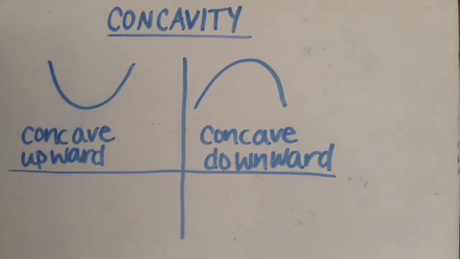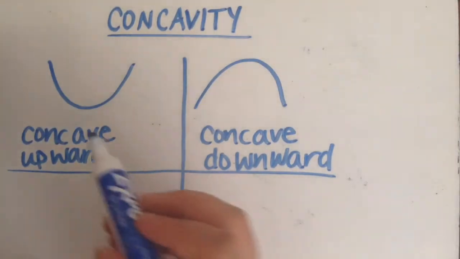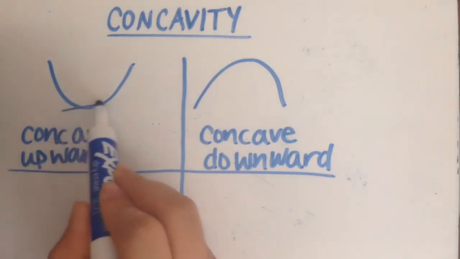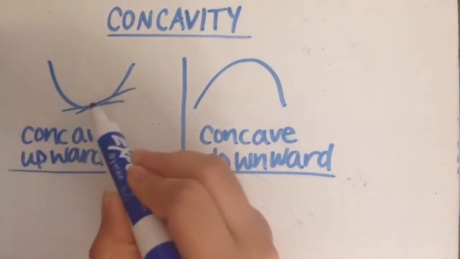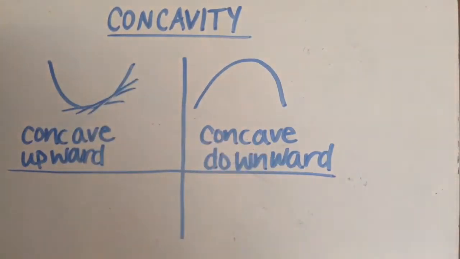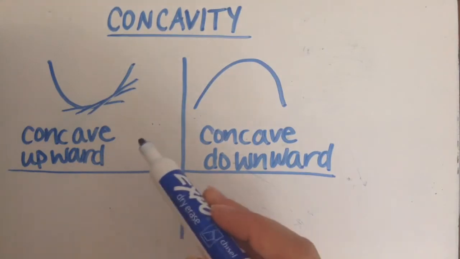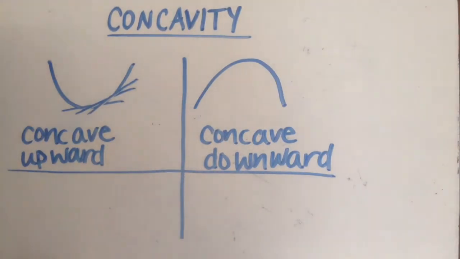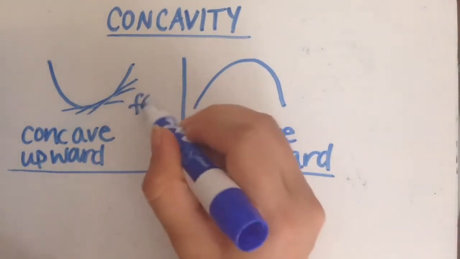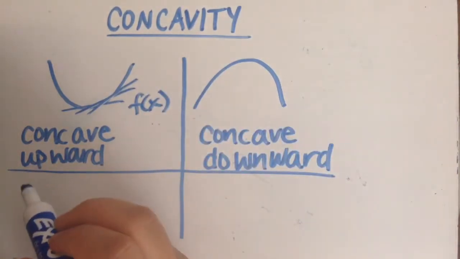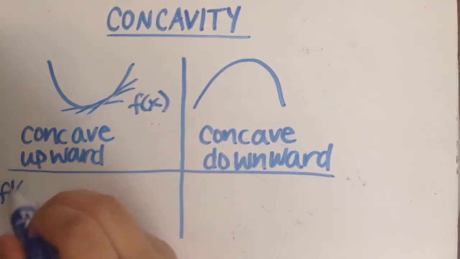So first we have to understand concavity. So this is an example of concave upward, and this is an example of concave downward. So let's define concavity. So if we draw on some tangent lines, we can see that as x is increasing, going to the right, the slope of the tangent lines are increasing as well. So we can say if this function is f of x, the slopes of the tangents are represented by f prime of x.